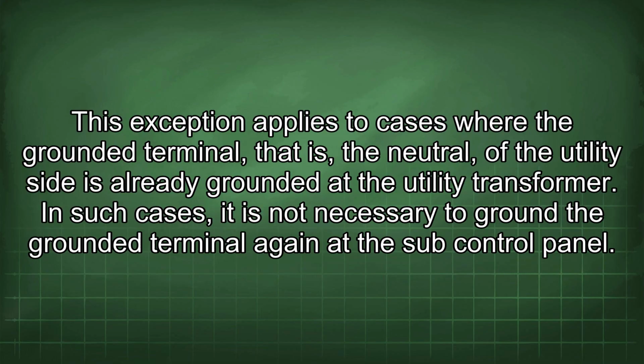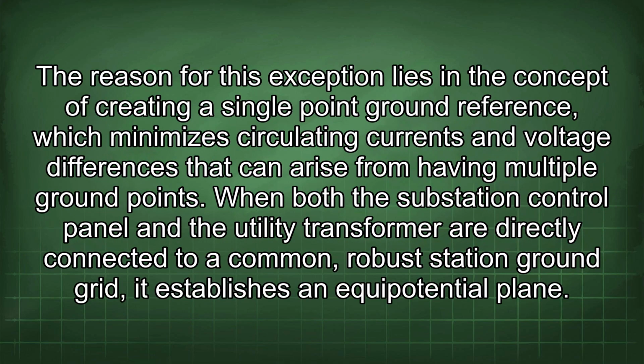This exception applies to cases where the grounded terminal, that is, the neutral, of the utility side is already grounded at the utility transformer. In such cases, it is not necessary to ground the grounded terminal again at the sub-control panel. The reason for this exception lies in the concept of creating a single-point ground reference, which minimizes circulating current and voltage differences that can arise from having multiple ground points.